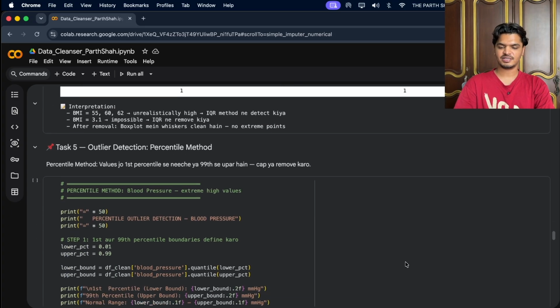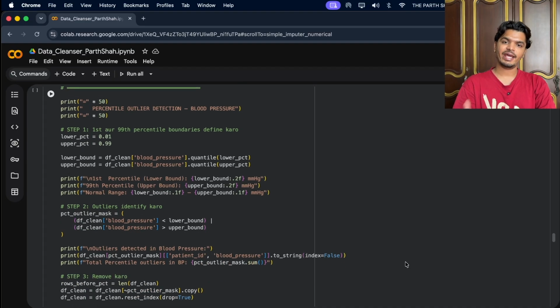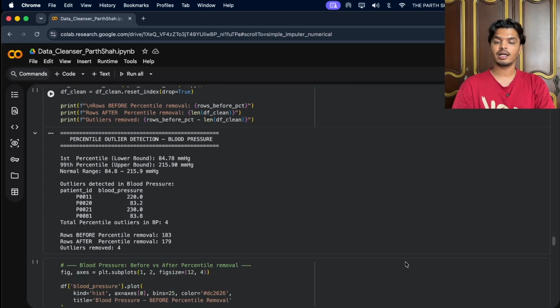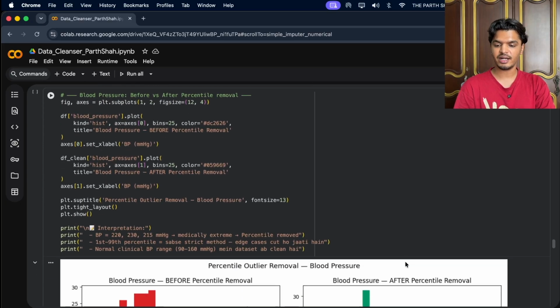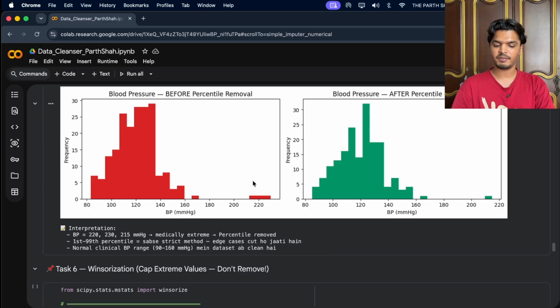Third method, percentile. I applied this to blood pressure. I defined the valid range as the 1st to 99th percentile, which means any blood pressure reading outside this range will be considered an extreme outlier. The method correctly detected the 3 blood pressure values we planted: 215, 220 and 230, which are medically at the level of hypertensive crisis and clearly wrong for a routine patient record. After removal, the blood pressure distribution is clinically normal.